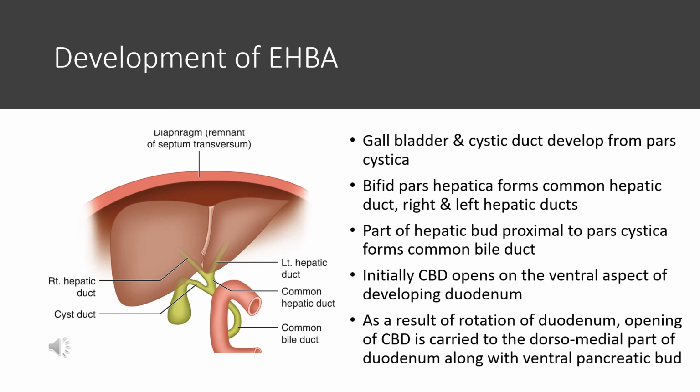So it is important to note that the common bile duct is formed from the part of the hepatic bud which lies proximal to the pars cystica. Initially, the common bile duct opens on the ventral aspect of the developing duodenum. However, as a result of the further growth and rotation of the duodenum, the opening of the common bile duct is carried on to the dorsomedial aspect of the duodenum along with the ventral pancreatic bud.